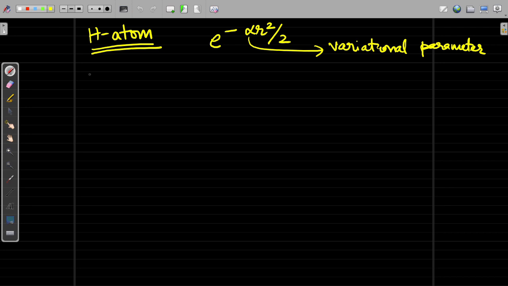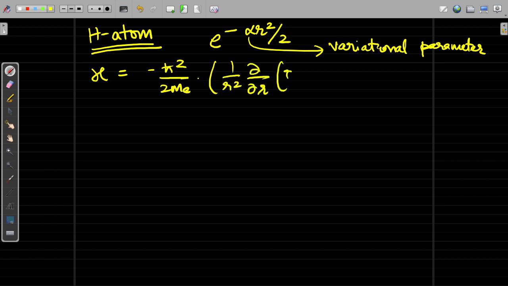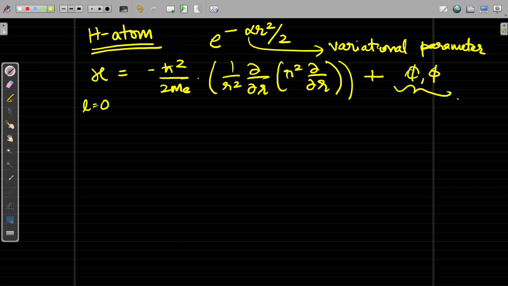Okay, and here our Hamiltonian is going to be given by minus h cross square by 2 me times 1 over r square dou by dou r of r square dou by dou r, plus the theta and phi terms that come in. And for the ground state, we know that L equals 0, so we don't have to worry about the theta and phi part.